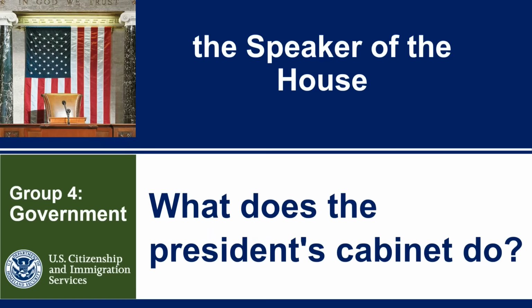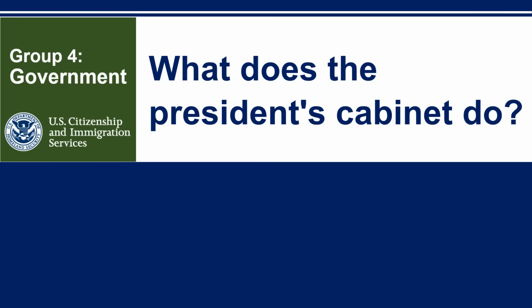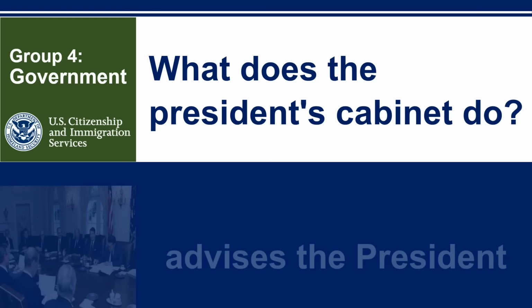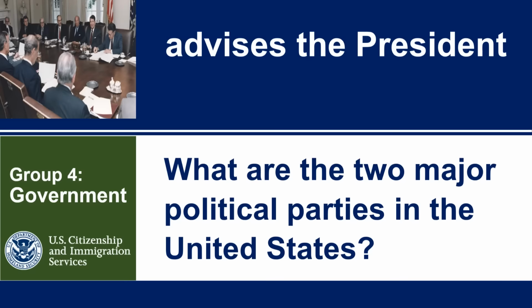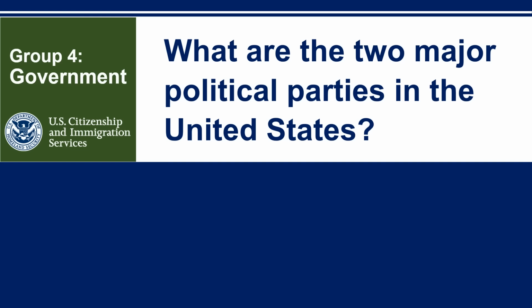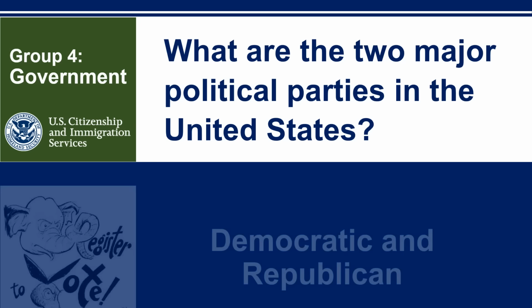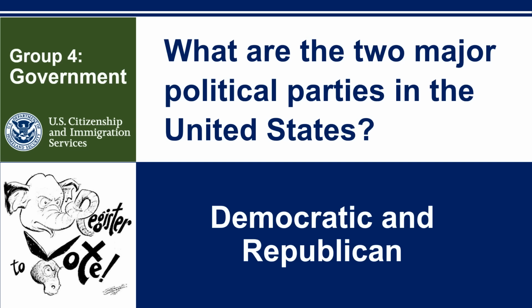What does the President's Cabinet do? Advises the President. What are the two major political parties in the United States? Democratic and Republican.